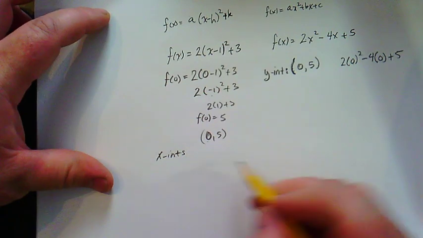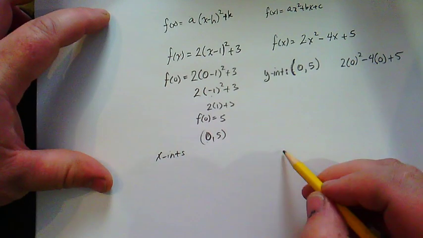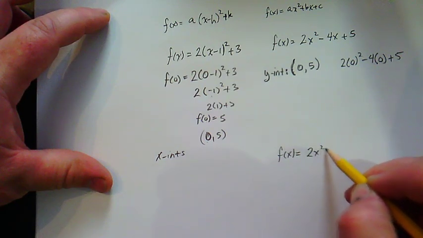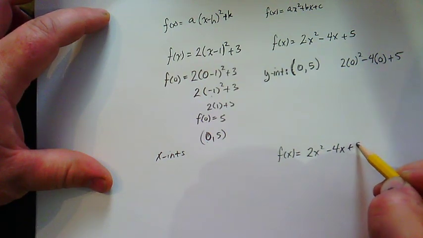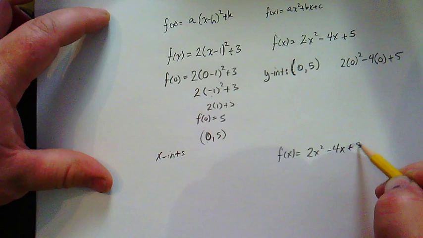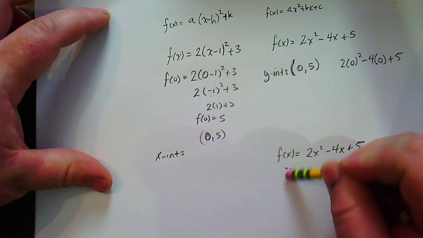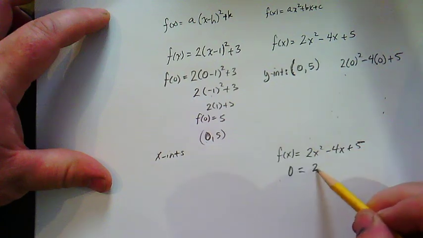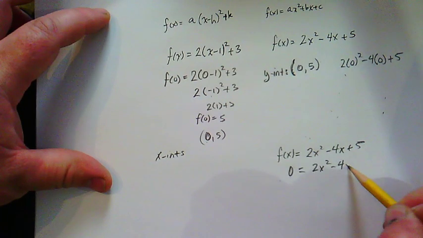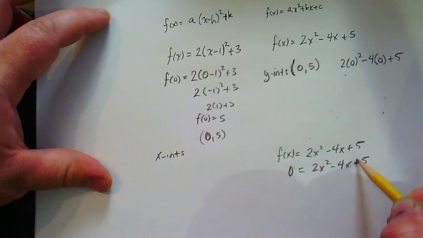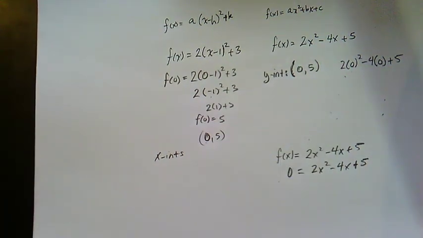From standard form, like this one right here, you have a couple of choices. Well, the first thing you got to do is set it equal to 0, right? Either way, on both, you have to set them equal to 0, and then you have to solve for x.